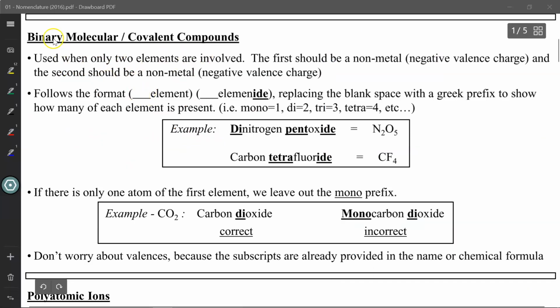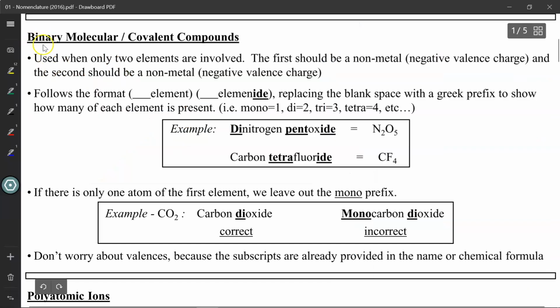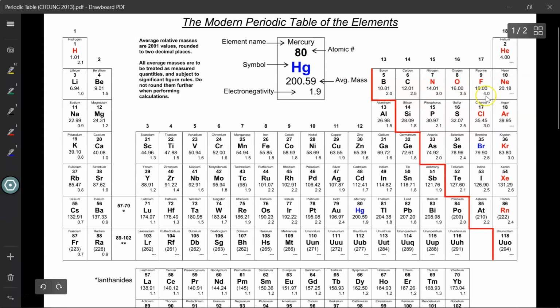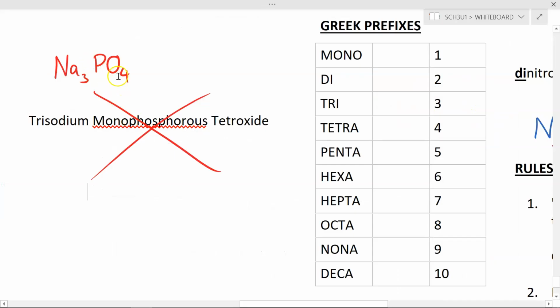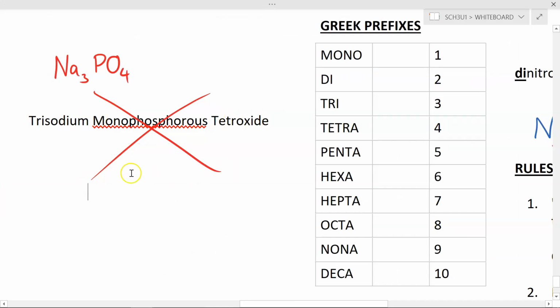Remember, this naming system is called binary molecular. You've got more than 2 elements here, 1, 2, 3, sodium, phosphorus, oxygen. You have 3 elements here. So it's definitely not binary. And both elements, because they're molecular compounds, should be nonmetals. They should only appear on this side of the staircase. Now you're fine with the phosphorus and the oxygen. Those are definitely nonmetals. But sodium is a metal. So remember, this naming system can only be used if both elements are nonmetals, so they appear on this side of the periodic table. If you see any elements that appear on this side of the periodic table, you're not allowed to use this naming system.